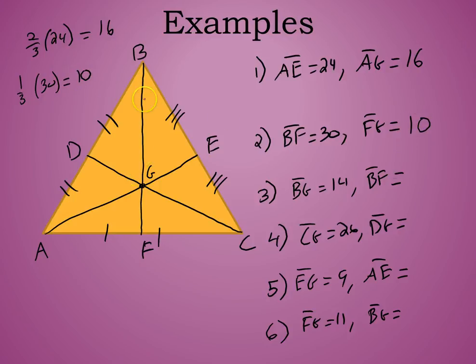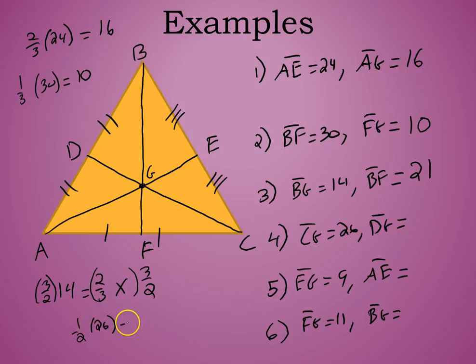Now I'm given BG, so I'm given a piece of it. If I want to find BF, well, 14 has to be 2/3 of some unknown x, or BF value. So in order to get bigger, I need to multiply this by 3/2. 3/2 times 14 is going to be 21. If I'm given CG, and I want to find the value of DG, the other smaller piece, well, as we saw before, if we're talking about 2/3 and 1/3, this is double that. So if I take half of 26, that'll give me the smaller piece DG, which is 13.